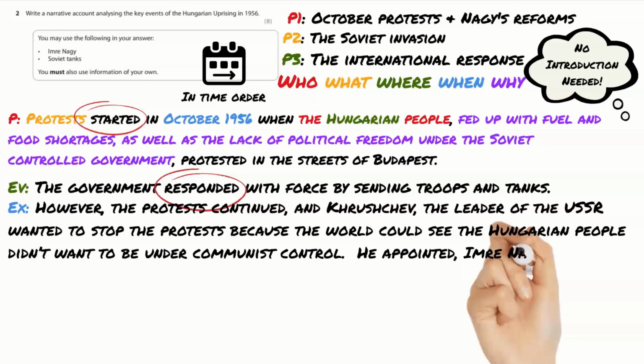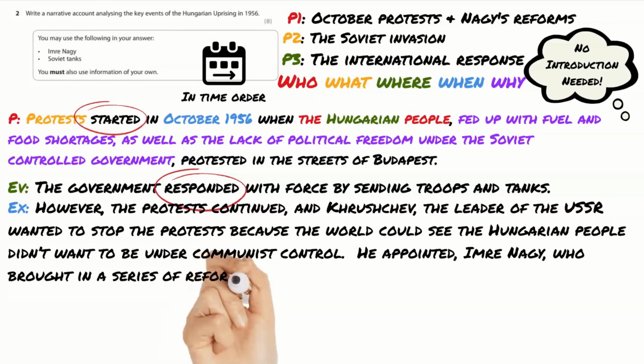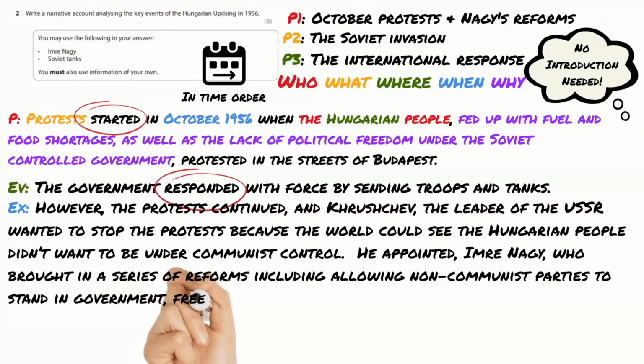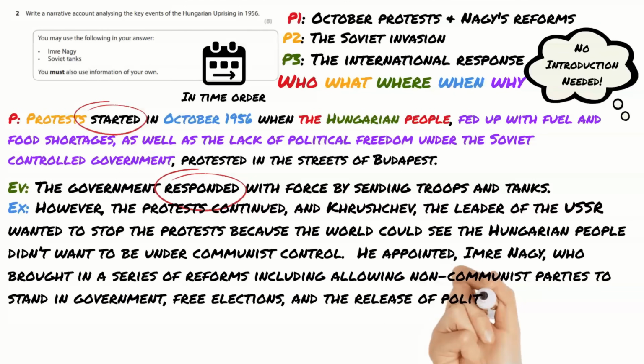He appointed Imre Nagy, who brought in a series of reforms, including allowing non-communist parties to stand in government, free elections, and the release of political prisoners. I'm really happy with that as my first paragraph, but now I'm going to need to link it to the next point and the wider context. So I'm going to add a link sentence, which you will see links to the next paragraph.